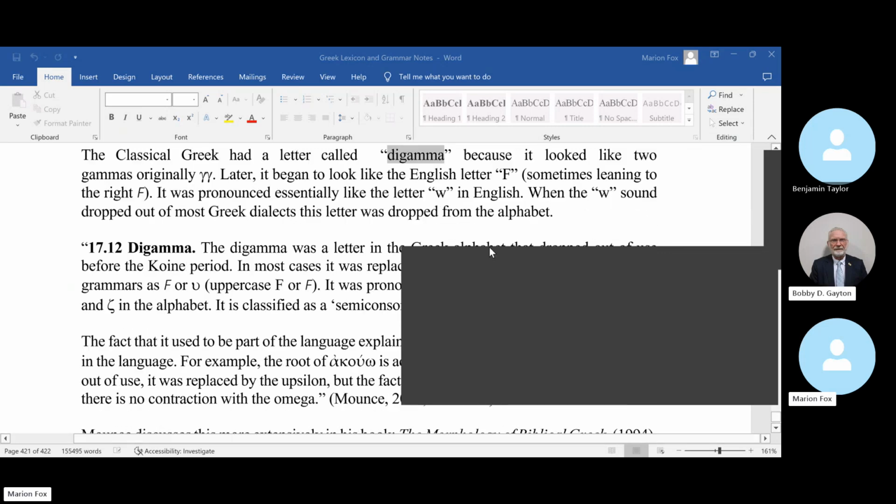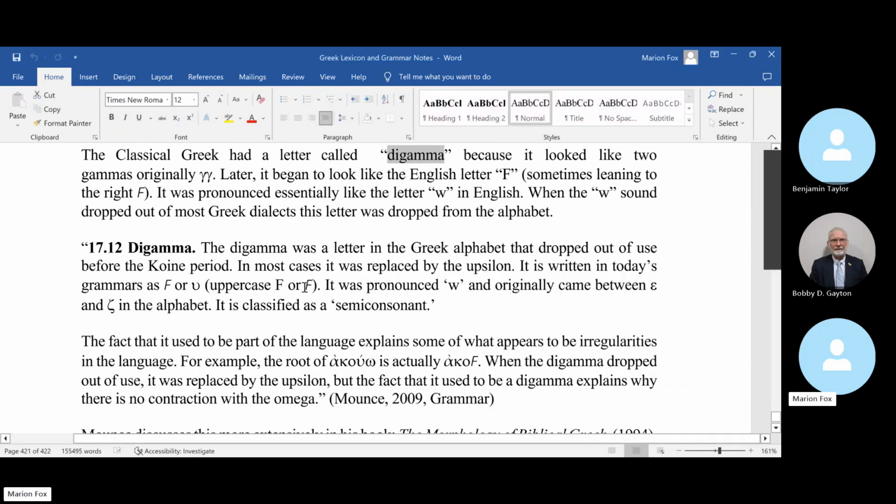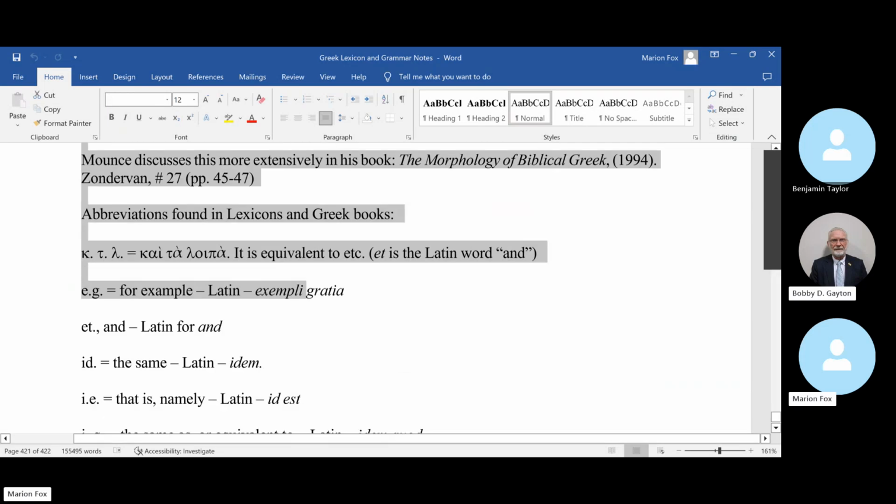I don't have it. I think what I do, I don't call it a digamma. I just take this letter here. All right, come on now.